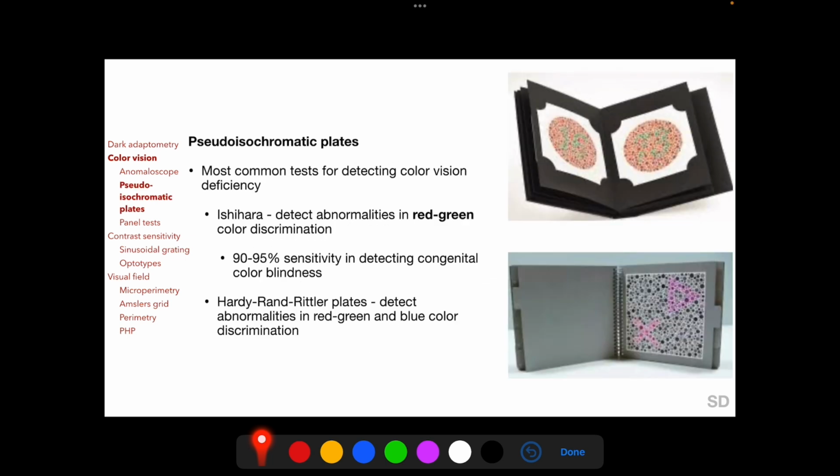Now we come to the more familiar pseudo-isochromatic plates, which are the most common tests performed in the clinic for detecting color vision deficiency. And we have the Ishihara plates, which detect abnormalities in red-green color discrimination, which is very important to remember, and has a 90 to 95% sensitivity in detecting congenital color blindness, which is most commonly red-green defect in nature. And then there are the Hardy-Rand-Rittler plates as shown here in this photograph, which can detect abnormalities in both the red-green and blue-yellow axis.